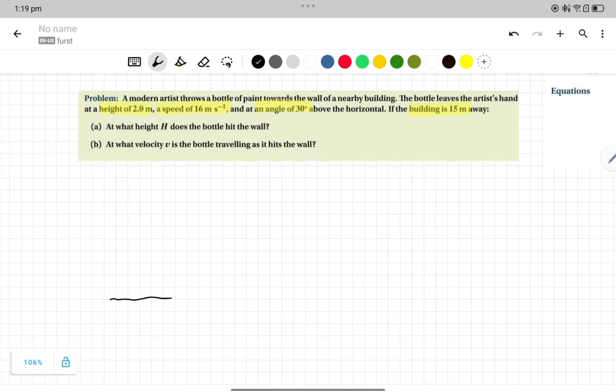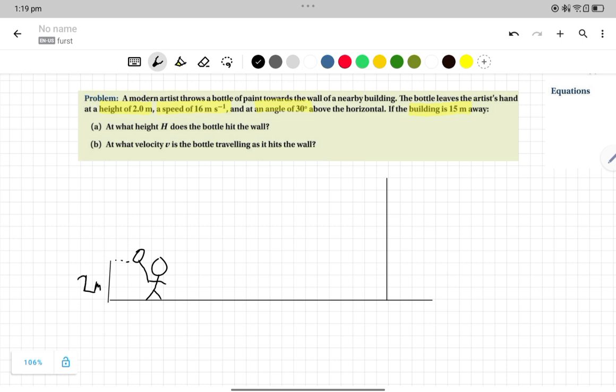So let's draw the ground first. And we'll draw the wall as well. Now the artist, just draw him as a stick man. And he's holding that bottle of paint, right? At what height is he holding the bottle of paint? He's holding it at a height of 2 meters. And how far is he from the building?